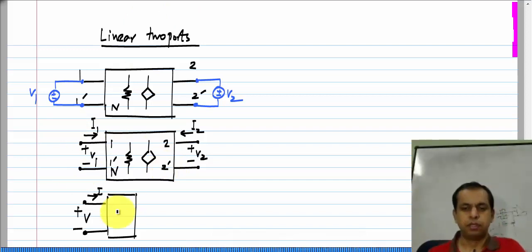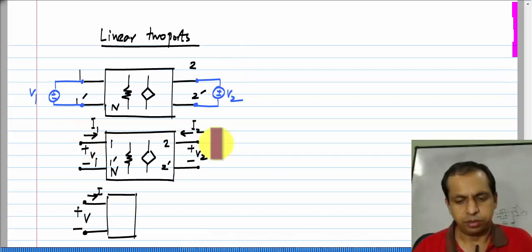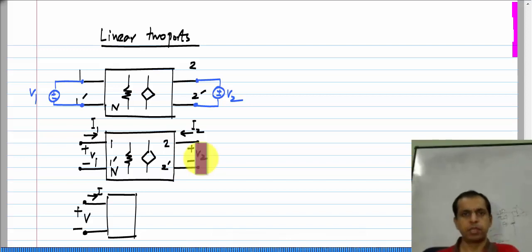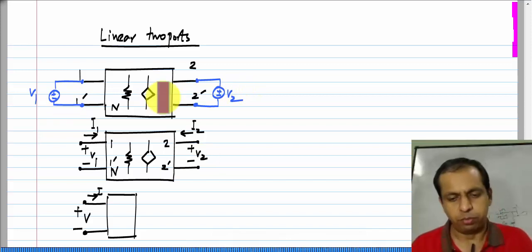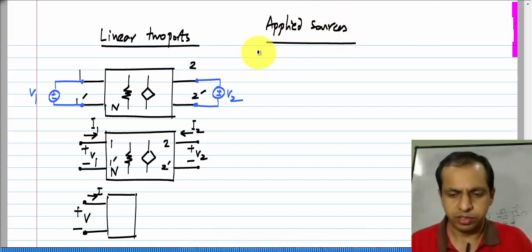Okay. So, now, like I said, you can apply sources to both sides and the resulting branch voltages and currents everywhere will be a linear combination of these two sources. Now, there are different possibilities. In this example, I applied voltage sources to both sides, but this is not necessary. Okay. There are many possibilities.